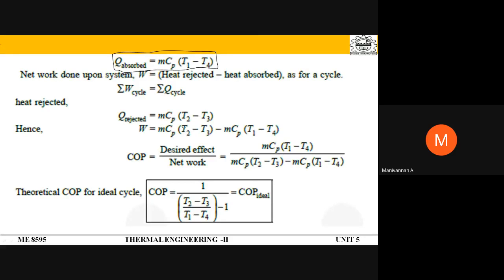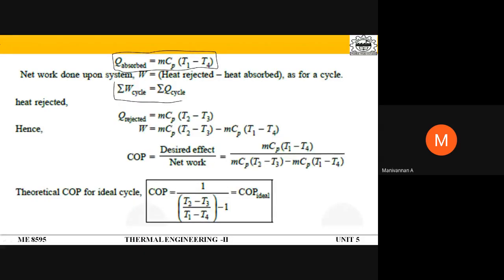The net work done of the system I can calculate in two ways. Either by compression work minus expansion work, or as per the first law of thermodynamics: if a system executes a cyclic process, the net summation of work will be equal to the net summation of heat. This is the first law of thermodynamics for a cyclic process. So I can also calculate heat rejected minus heat absorbed of a cycle.